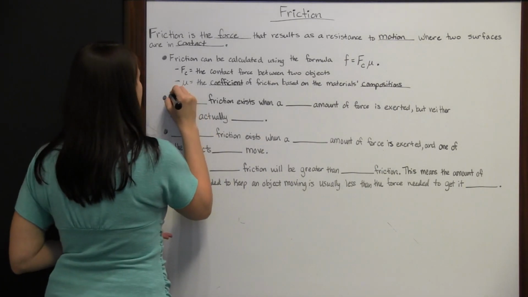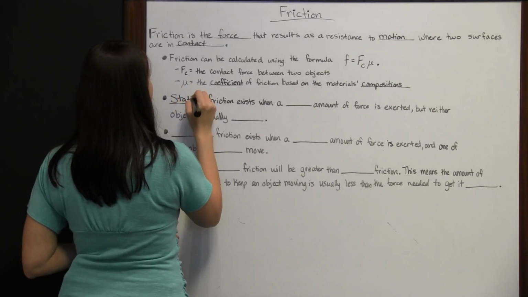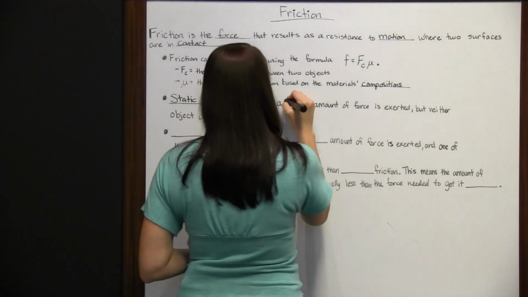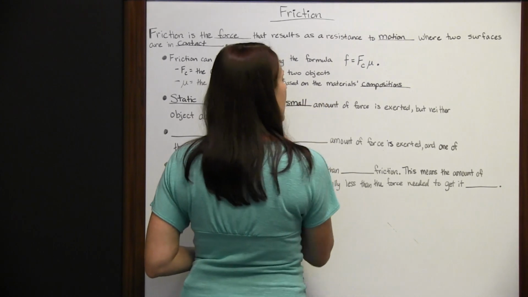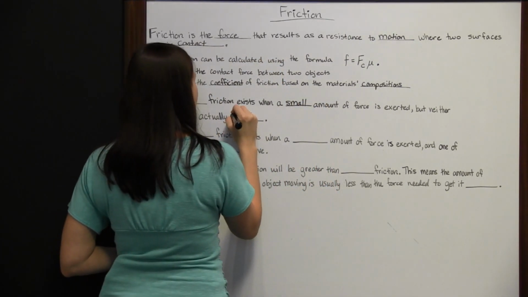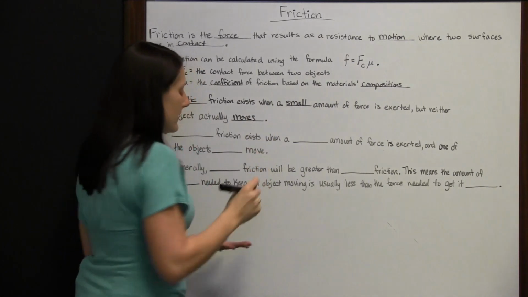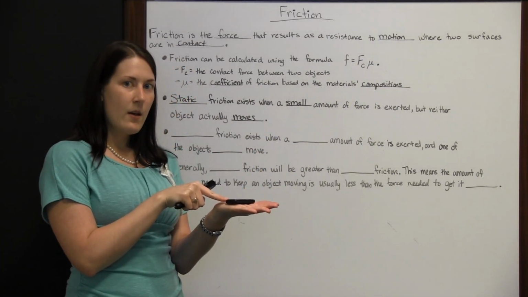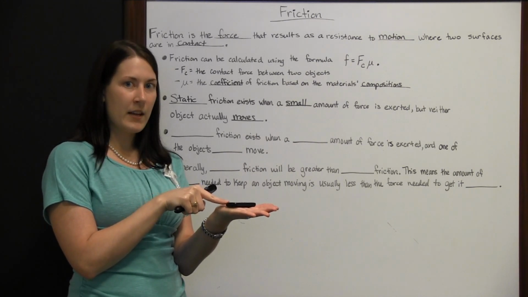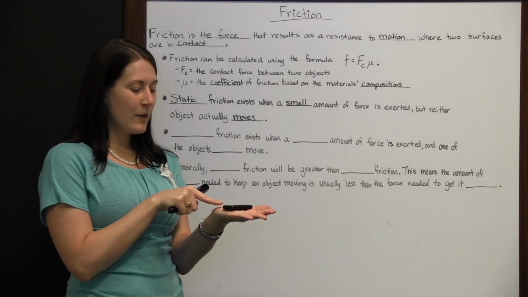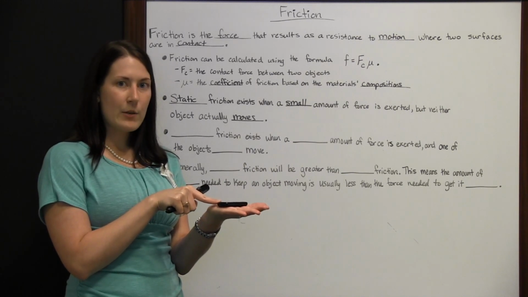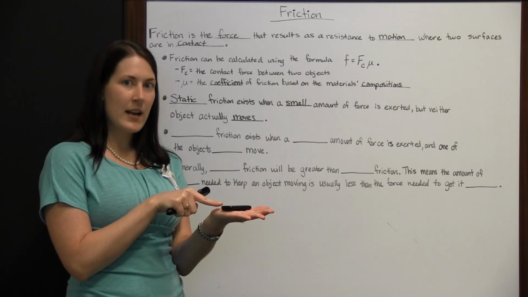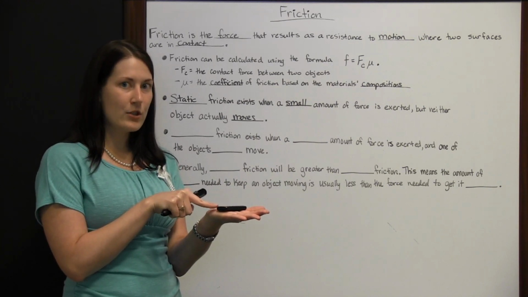So static friction is one type of friction that can result with dry friction, and it exists when a small amount of force is exerted, but neither object actually moves. So if I were to push on this remote, I'm applying a force right now, but the remote is not actually moving. So this is a static force because I'm pushing. I can feel the pressure on my hand where the remote's trying to move, but I'm not putting enough force that it actually moves. So this is static friction right now.